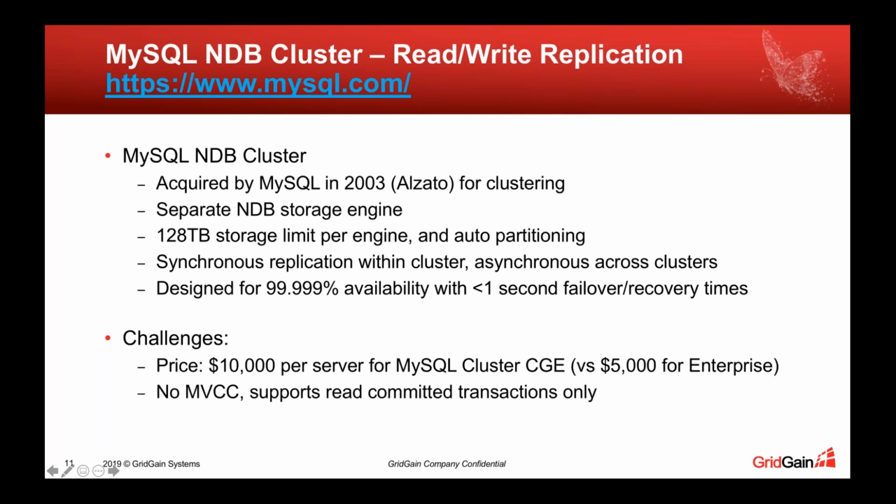It is designed for five nines, and it gets five nines, or less than five minutes of downtime a year, in part by making sure it can usually fail over and recover within one second if anything goes wrong. It does synchronous replication within the cluster, which is great, good pessimistic replication. It does asynchronous across clusters, which you'd expect for WAN-based replication. It's twice the amount of Enterprise Edition, and it's not really MVCC.